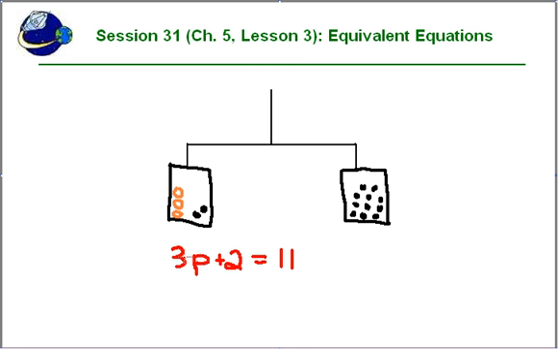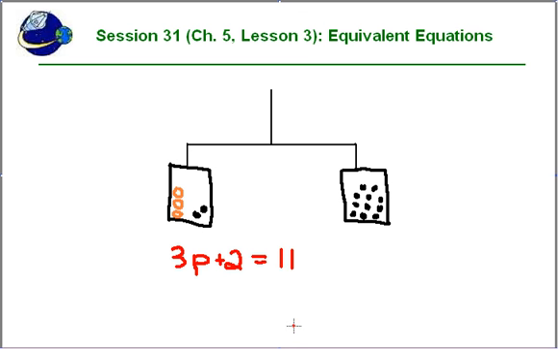So I know that the weight of those 3 pumpkins plus 2 1-pound weights, 3p plus 2, is going to equal my 11-pound weights. Another way of thinking of this equal sign is that both sides of the equation balance each other. The 3p plus 2 on the left-hand side balances with the 11 on the right-hand side of the equation.